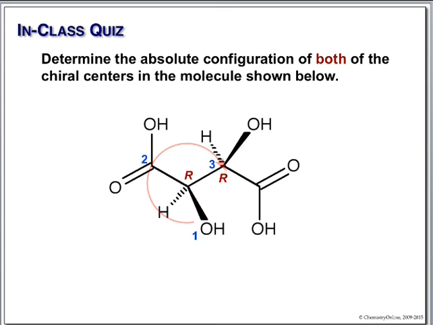Is this a meso compound? Looks like it could be, doesn't it? We have carboxylic acid on both, we have an OH on both, hydrogen on both. But if we put a mirror in between these two, they would be mirror images, right? The mirror image of R is S. Therefore, this is not a meso compound.